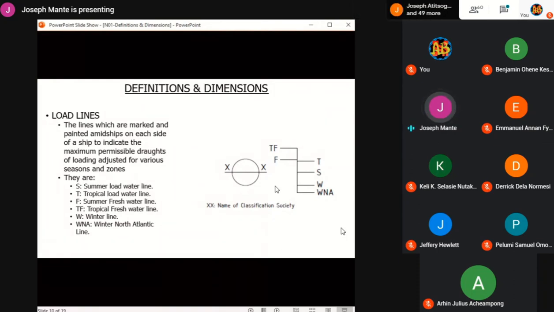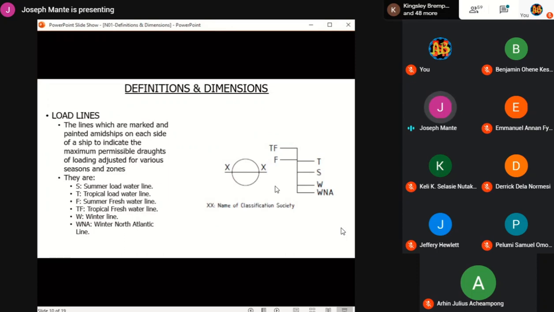That's from the classification society. They name it, and on the side of every ship you see these marks. S is the summer load line. T is the tropical load line. We also have the summer fresh water line. TF means tropical fresh water line. The W there means winter line.